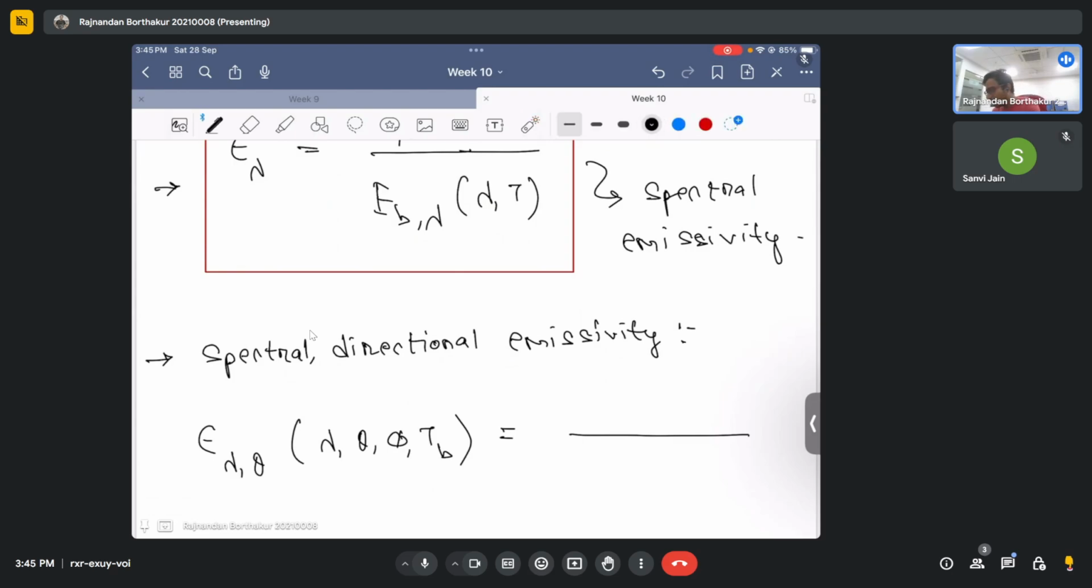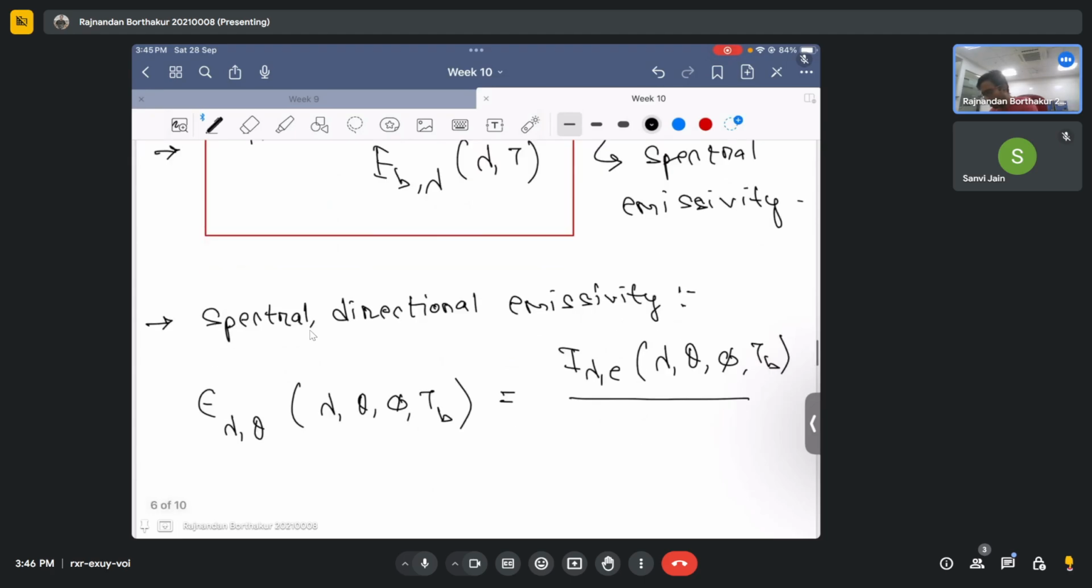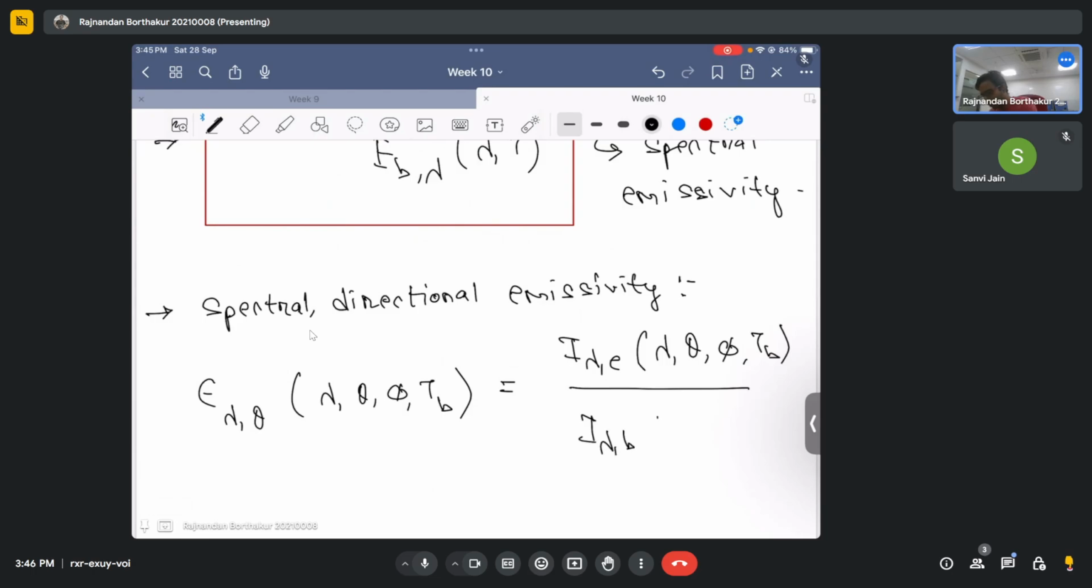So the spectral directional emissivity can now be easily defined as the ratio between I lambda e, because when you come into direction, you need the intensity of radiation and not just the emissive power, since it now shows directional variations as we saw in our last discussion. So it becomes I lambda e, which is of course a function of lambda, theta, phi, and T_b, over I lambda b, which denotes the intensity of radiation of a black body.